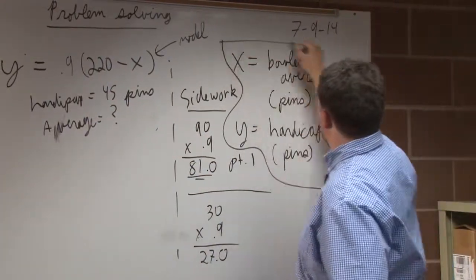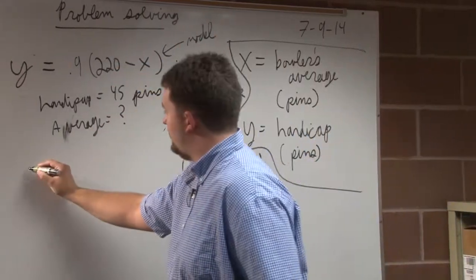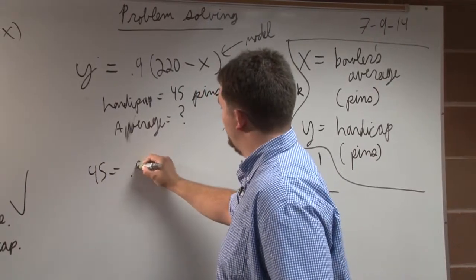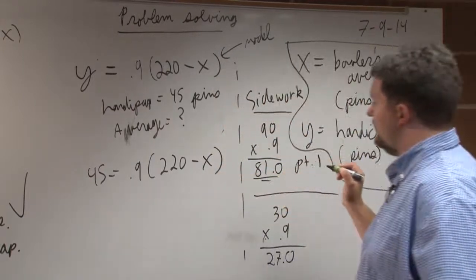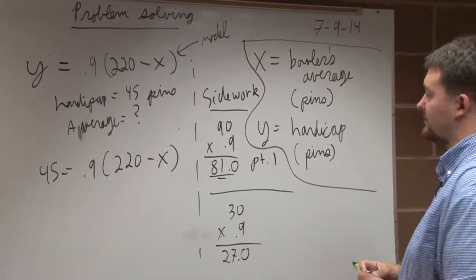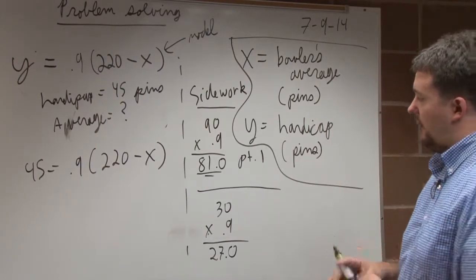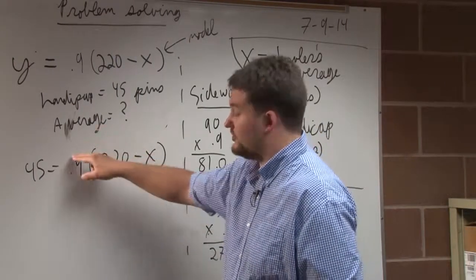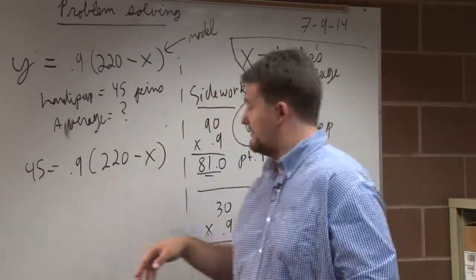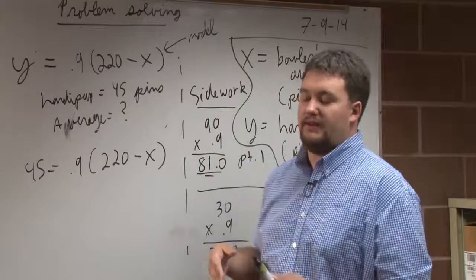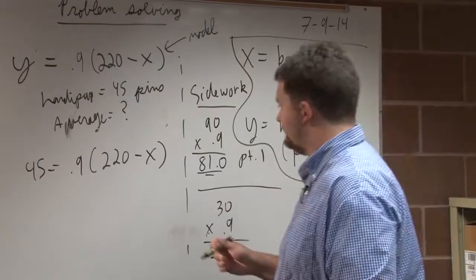kind of break that off to the side there. Y is my handicap in pins, so I've got to put that on the Y side. So 45 equals 0.9 times 220 minus x. So I've now translated that into that equation. And now I've got a couple options. I could distribute this 0.9 in, or I could divide the 0.9 to the other side. It doesn't matter how you go, and that's what's nice about this, because if you're either multiplying or dividing, they can be done in any order.